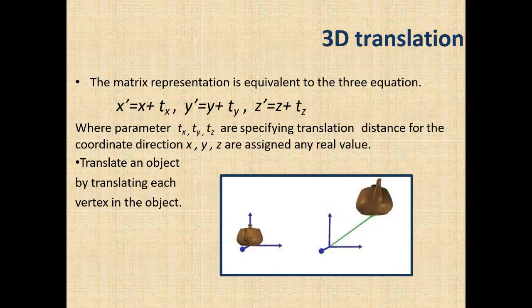That's what it is written over here. You can see that this is the amount of translation happened towards the x-axis, y-axis, and z-axis, where parameters tx, ty, tz are specified as the translation distance for the coordinate direction. Okay, so if the translation is happening towards the z-axis, you have to add this value z plus tz.